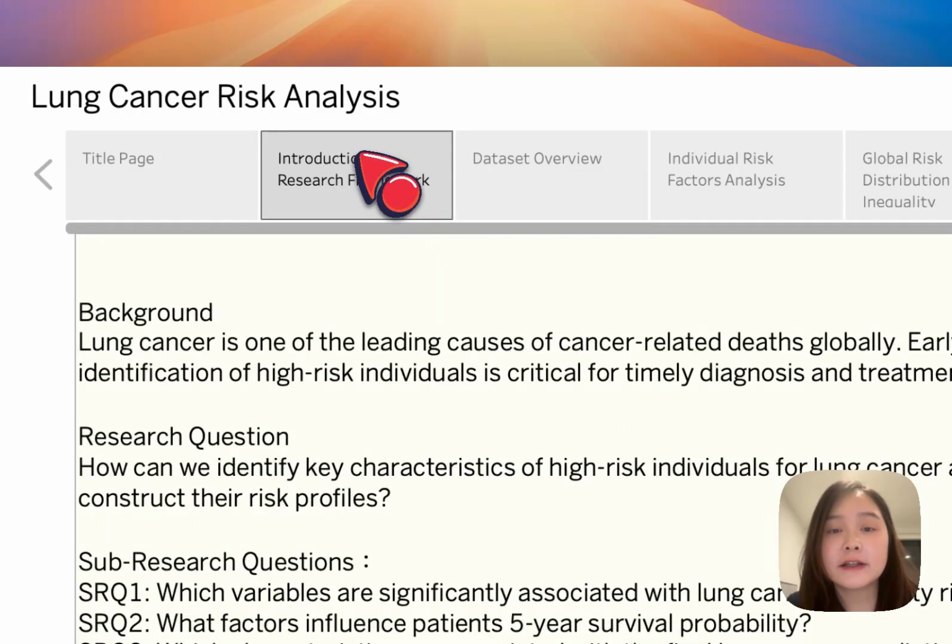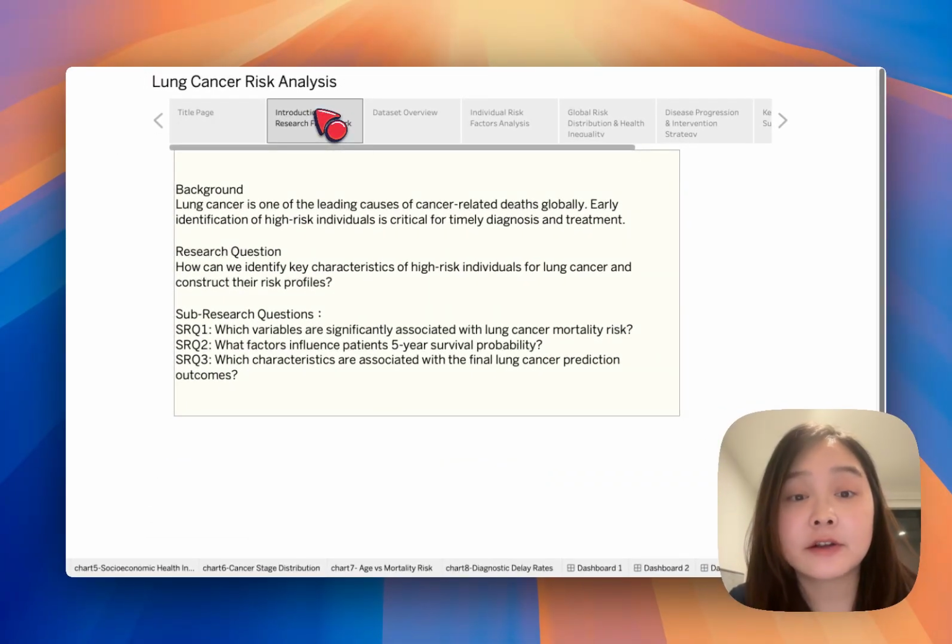Lung cancer is the leading cause of cancer deaths globally, so we need to identify high-risk groups early. Our research question is, how can we identify key characteristics of high-risk individuals and build their risk profiles?